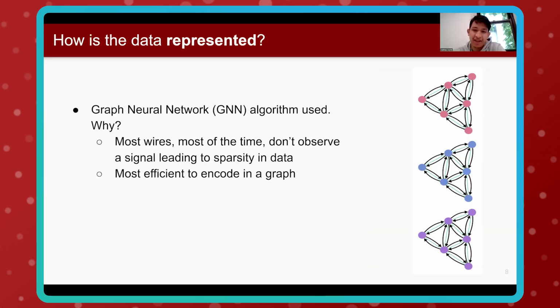So we represent this data using graph neural network algorithms, or GNN. We use the GNN because most wires don't really detect the signal most of the time, so the hit data will be naturally sparse. As such, it is most effective to encode these hits in a graph as opposed to traditional convolutional neural network algorithms in computer vision.